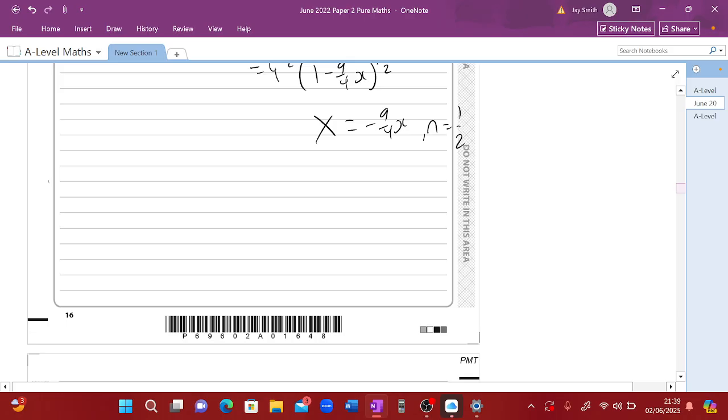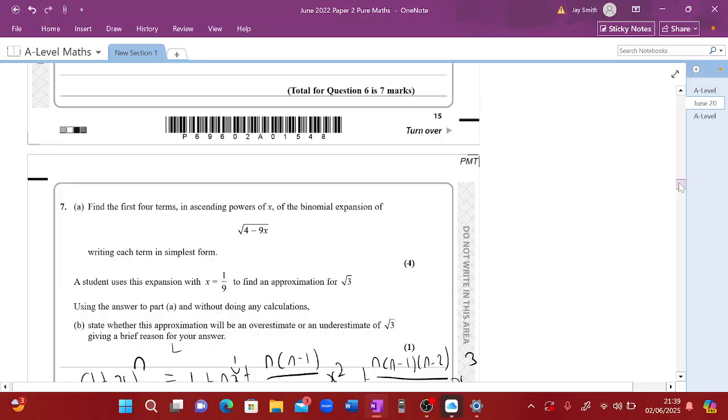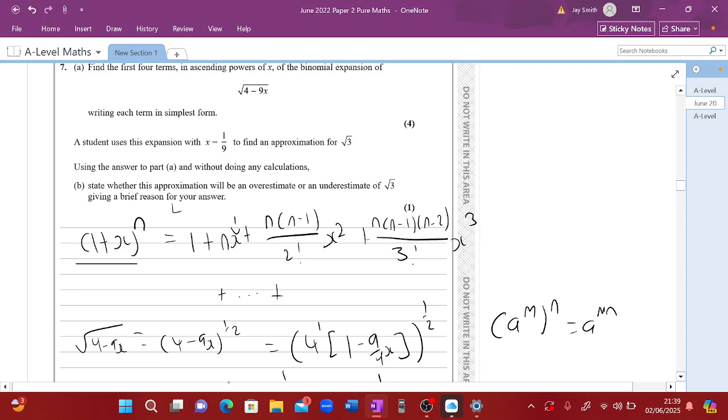Then it says for part B, it's asking if you use the expansion to approximate something. Here it's root 3. Is it an underestimate or an overestimate? Well, actually, if you were to carry out the series in part A, you would get negatives. So it'd be 1 minus some lots of x minus some other lots of x squared minus some other lots of x cubed. So what's happening is each time you add a term on, it's more negative.